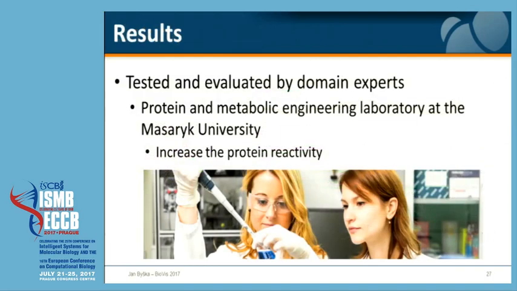The method was tested and evaluated by domain experts from the Protein and Metabolic Engineering Laboratory at Masaryk University. And today I will show you one of the case studies we did. We actually used an existing case study, whose goal was to increase the protein reactivity with a given ligand.